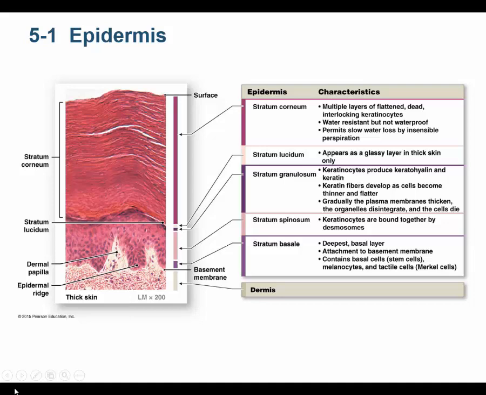Now, these are the layers of the epidermis, and you need to know all 5 layers. And sometimes there's 4 layers. There's 4 layers in thin skin. And there's 5 layers in thick skin. And where is thick skin? It's the palms of your hands and the soles of your feet. So what layer does the thick skin have that the thin skin doesn't have? Or, in other words, what layer is missing in the thin skin? And the answer is the stratum lucidum.